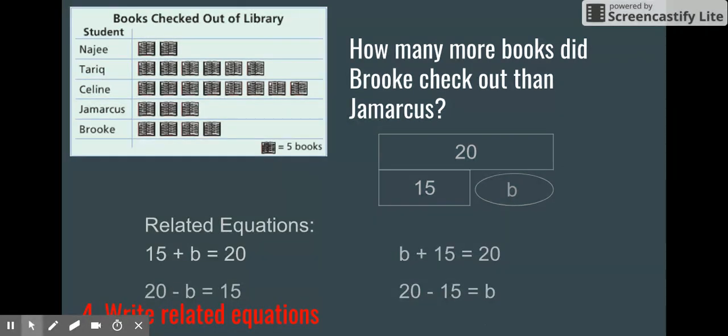Now I can write related equations. 15 plus b equals 20. I'm not going to use that one because I know that these two addends equal 20. And this is just the commutative property applied, so that's not going to be a good one to solve this problem either. Down here, I have 20 minus b equals 15. Well, again, I have an answer here. I want a place where there's not an answer. 20 minus 15 equals b. This equation is in a form that I can solve, so I'm going to use this equation to solve my addition comparison problem. You'll notice that the operation I'm going to use, though, is subtraction.